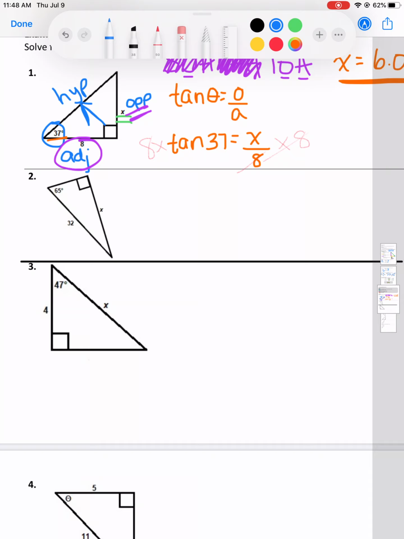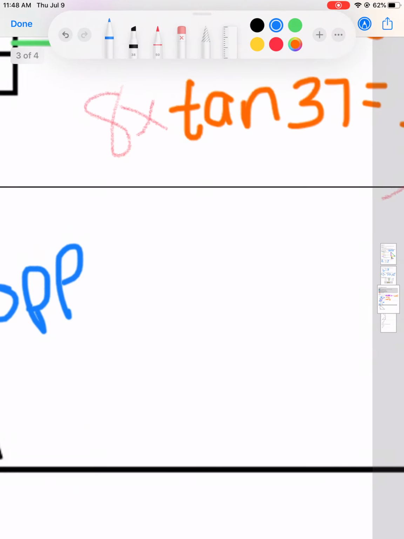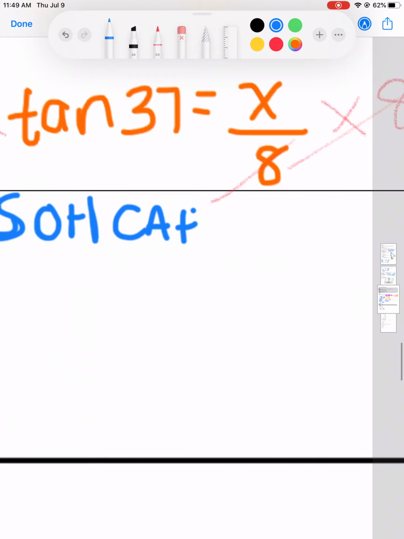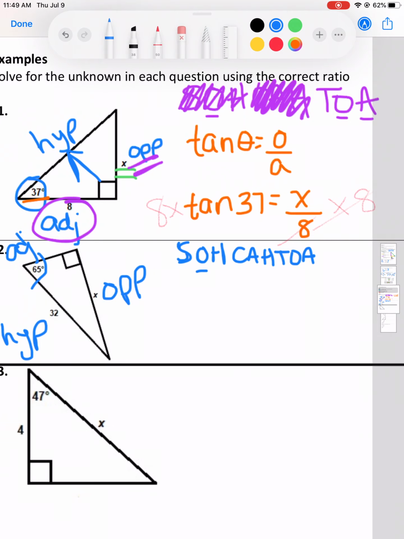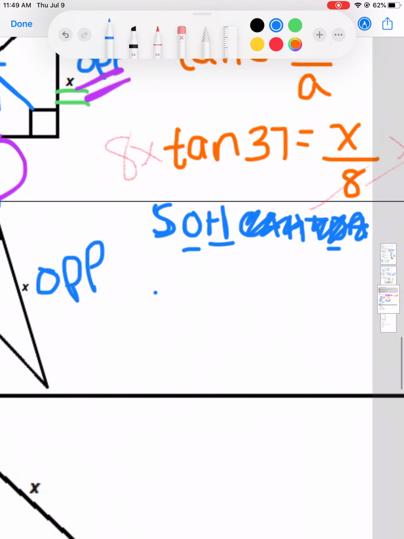Alrighty, so let's do it again. I'm going to label my triangle. So here's my angle of interest, because it's already there. That means this is my hypotenuse, this is my opposite, this is my adjacent. Okay, so I'm going to write down my SOHCAHTOA. Cool. Okay, so I need my opposite, so I'm not using cos, and I have my hypotenuse, so I'm not using tan. So I'm going to use sine theta is equal to opposite over hypotenuse.